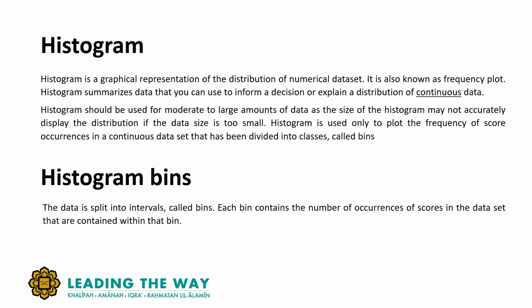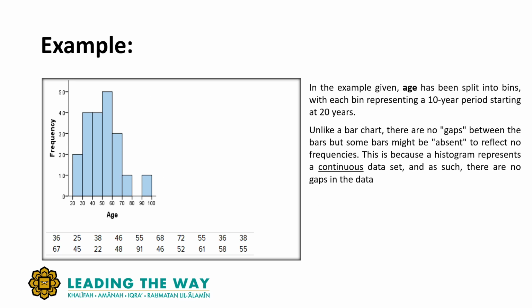A histogram is used only to plot the frequency of score occurrences in a continuous data set that has been divided into classes that we call bins. Histogram bins mean the data is split into intervals, so each bin contains the number of occurrences of scores in the data set that are contained within that bin. This is an example of a histogram.